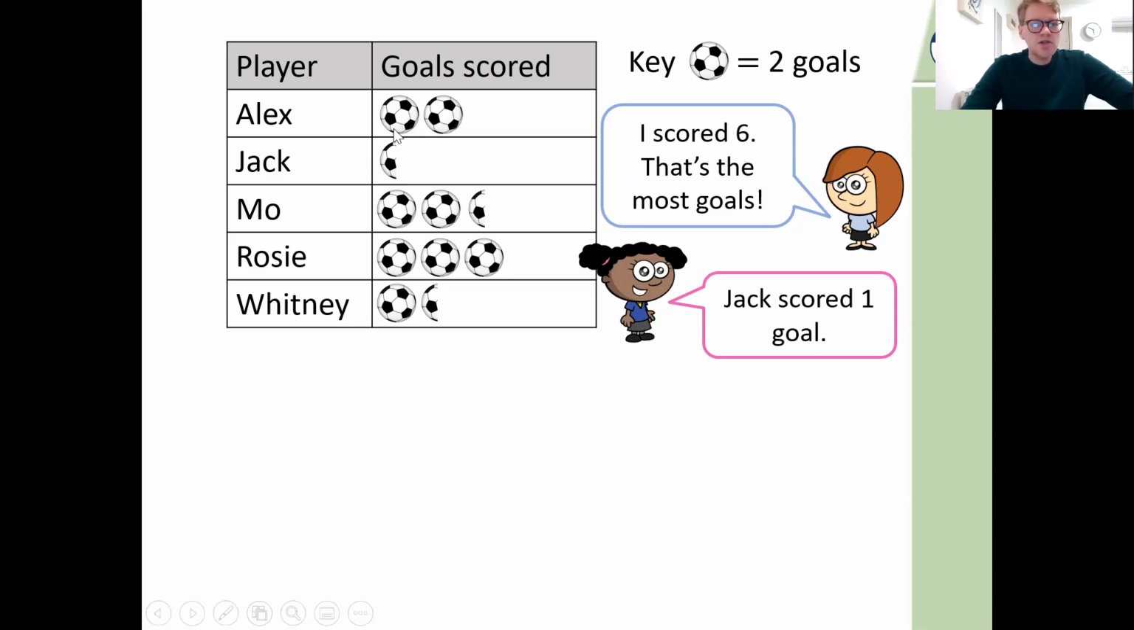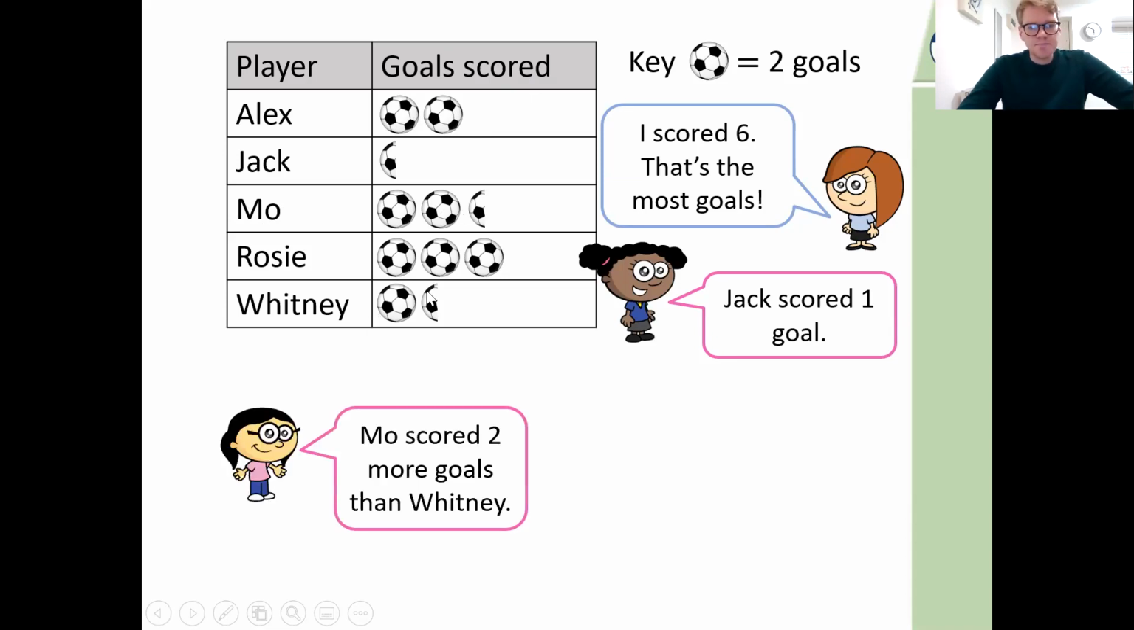So Alex, 2 symbols, each worth 2. So that's 2 lots of 2, or 2 times 2. So Alex scored 4. We could say Mo scored 4 and then 1 more. So Mo scored 5. We could say Whitney scored 3. We can also talk about who scored more goals and by how many more.